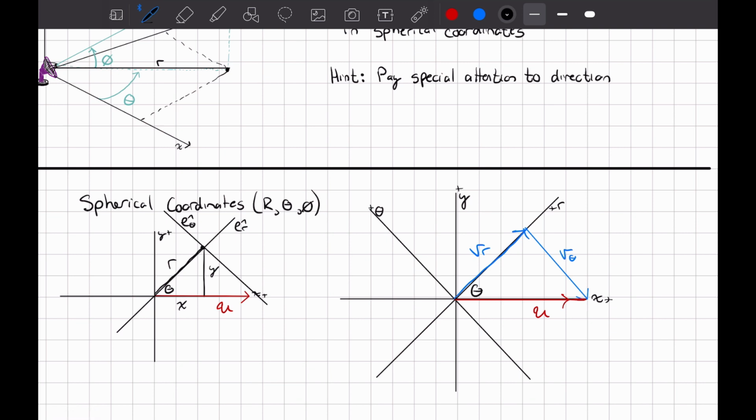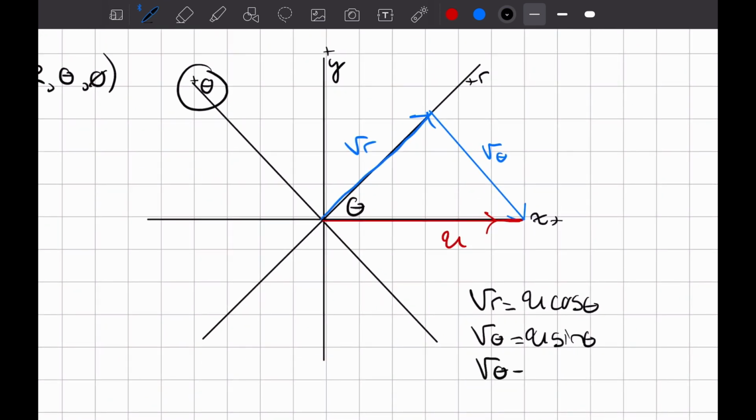And so now we can just write Vr is going to be equal to u cosine theta, and V theta is going to be equal to u sine theta. But what's wrong with this, though? What's wrong with V theta? Well, if we said positive theta direction was pointing upwards towards the fourth quadrant, and we drew V theta as obtaining u by pointing in the opposite direction, we have to account for that minus sign. So really V theta is going to be negative u sine theta.